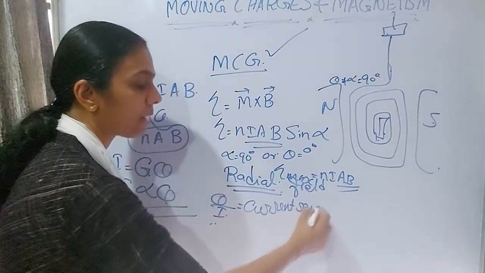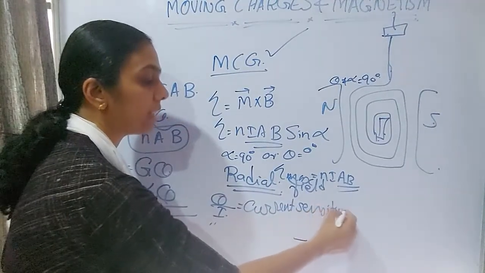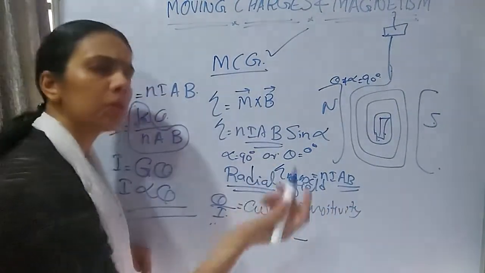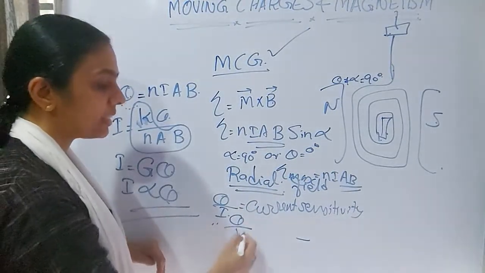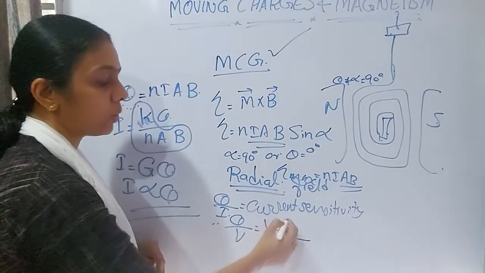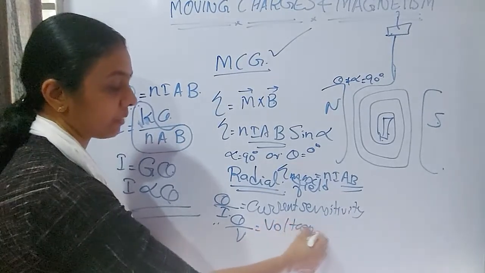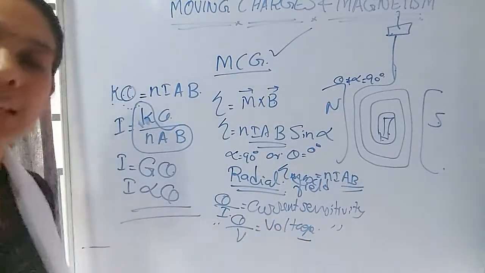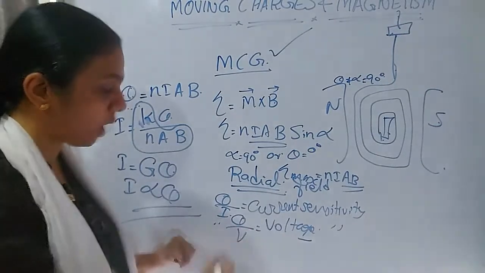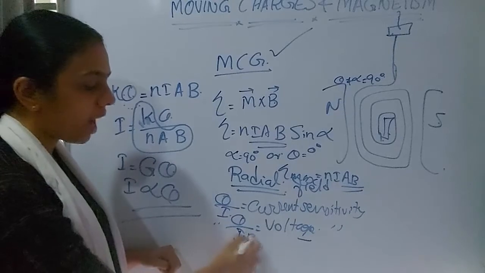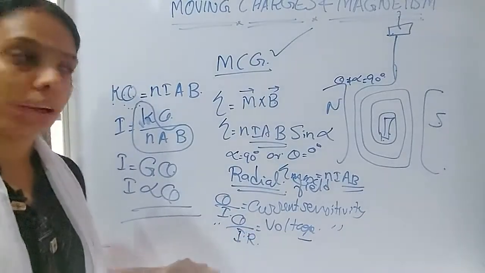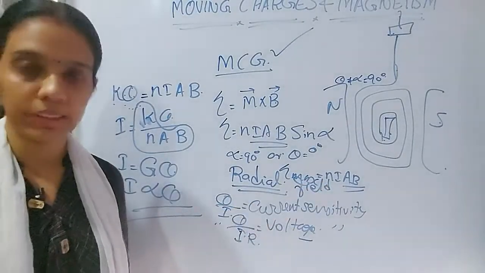In the same way, we can find out the voltage sensitivity also. Theta by V is called the voltage sensitivity. How can we find out V? V is equal to I into R. So in the case of voltage sensitivity, we will be getting one R extra over there. That is voltage sensitivity.